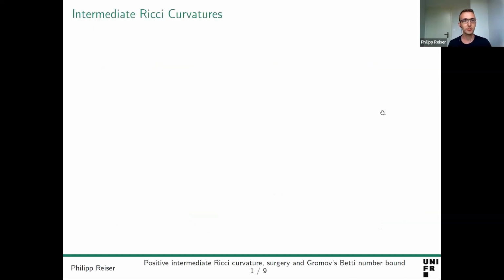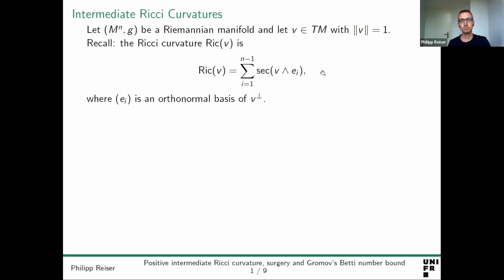So first of all, let me introduce what intermediate Ricci curvatures are. If we have a Riemannian manifold and a unit tangent vector, then the Ricci curvature can be defined as an average of sectional curvatures, namely the average of all sectional curvatures of two planes that contain our vector V. It's a different definition than Marco used in the lecture, but of course it's equivalent.